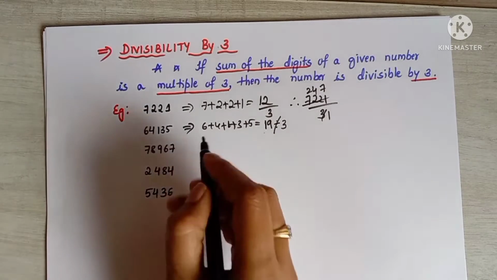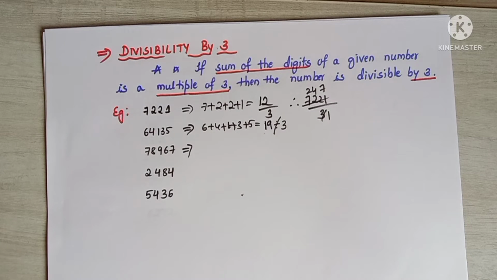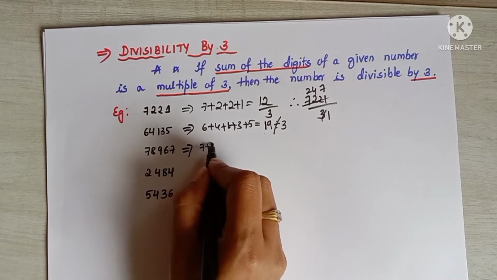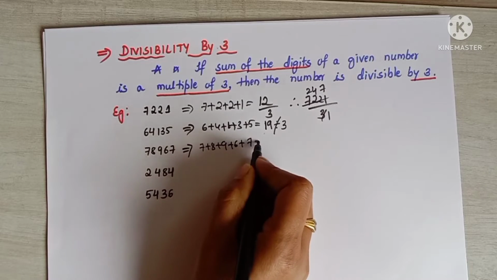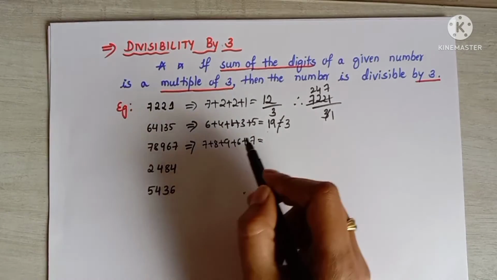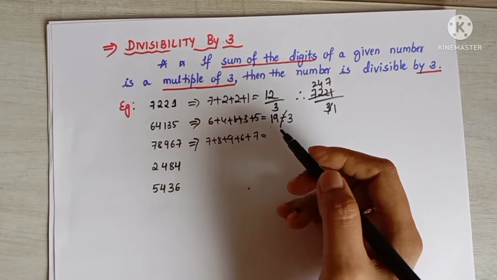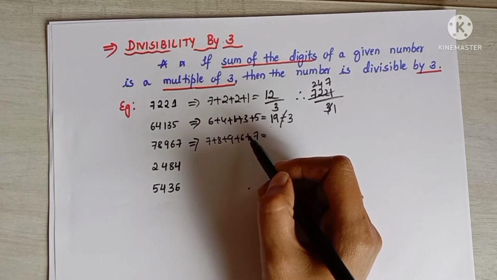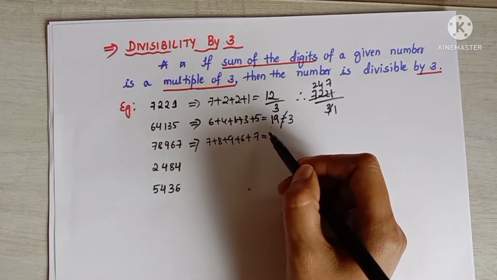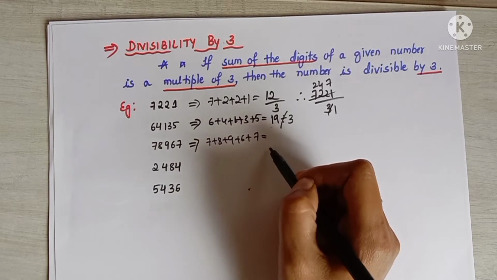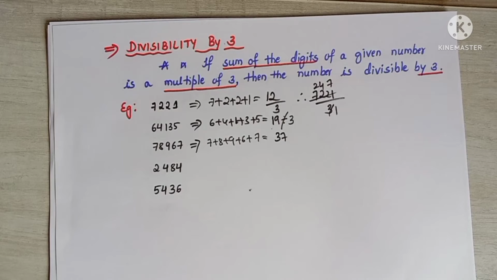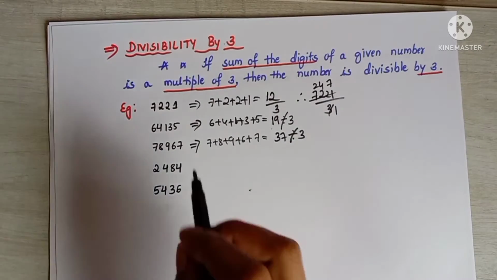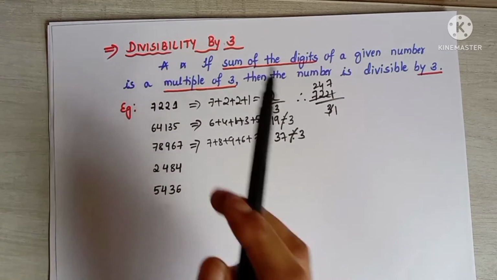Let us take another example. We have to sum the digits. That is, we have to add digits. Here we have 7 plus 8 plus 9 plus 6 plus 7. This will be what? 7 plus 8 is what? 15. 15 plus 9 is what? 24. 24 plus 6 is 30. 30 plus 7 is 37. Is it divisible by 3 or is it a multiple of 3? No, it is not a multiple of 3 or it is not divisible by 3. Therefore, 7, 8, 9, 6, 7 is not divisible by 3.